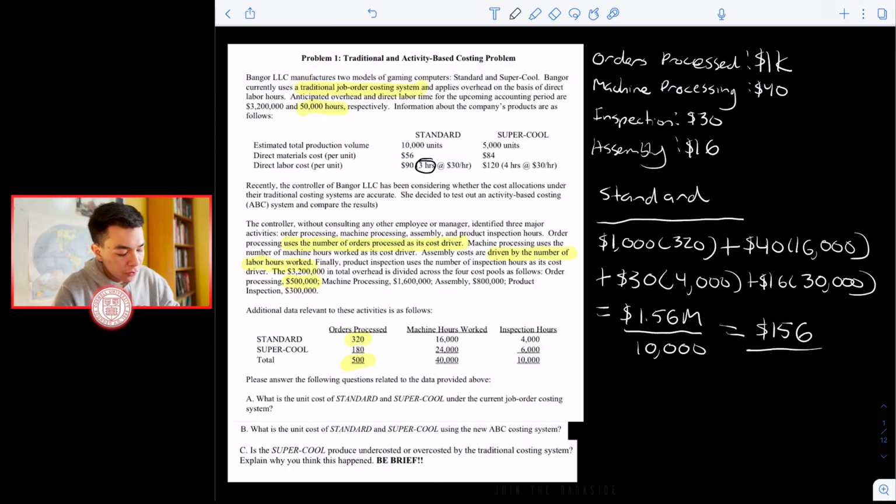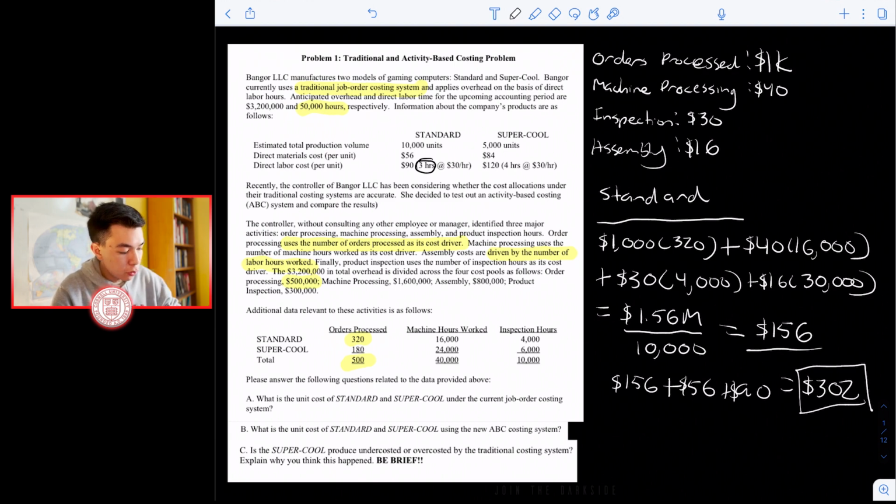But we're not done yet, because they're asking us here to find the unit cost. So unit cost has direct materials, direct labor, and overhead. And currently we only have the overhead cost. So what we gotta do is 156 plus 56 plus 90. And when we add that up, I get 302. And that is our answer for standard.